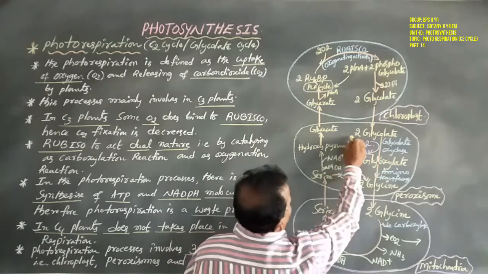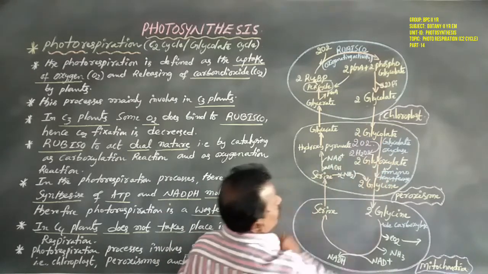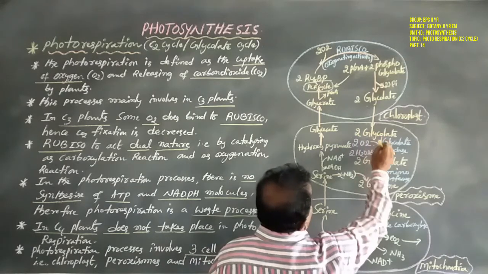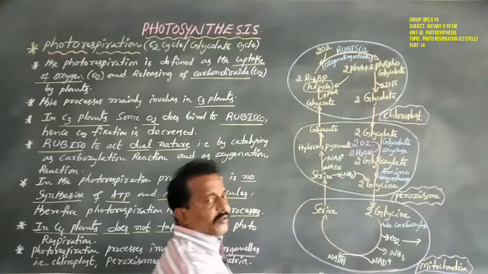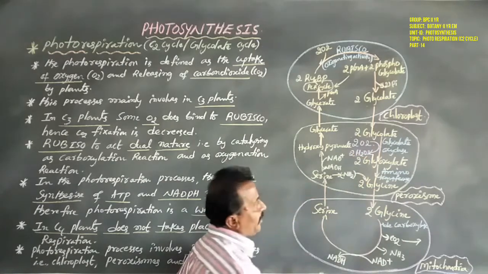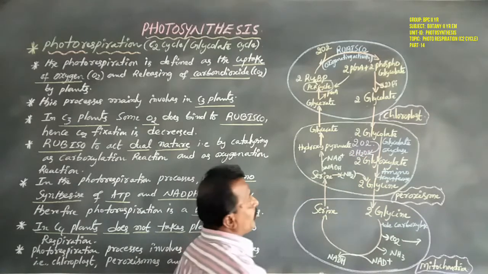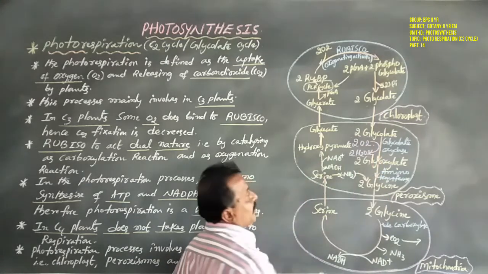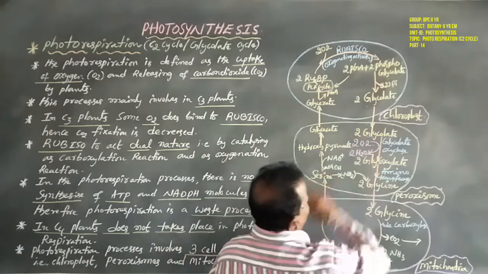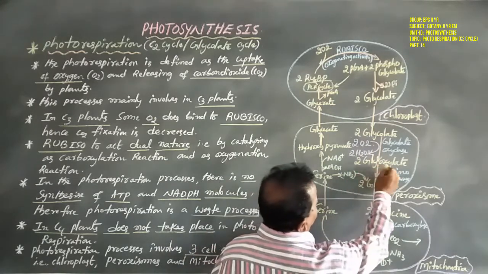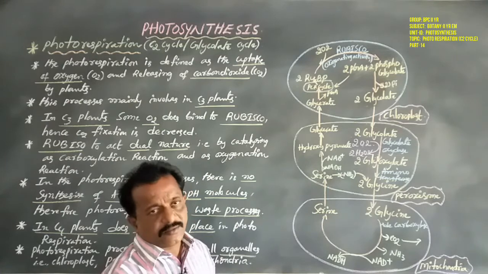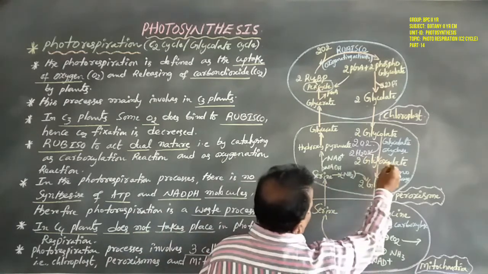Next, the 2 molecules of glycolate form 2 molecules of glyoxylate. Why? Because the 2 molecules of glycolate utilize oxygen. The peroxisome internally contains hydrogen peroxide. This hydrogen peroxide breaks down to release oxygen and also water molecules. The oxygen molecules are utilized by the 2 molecules of glycolate to form 2 molecules of glyoxylate, which is catalyzed by the enzyme glycolate oxidase.